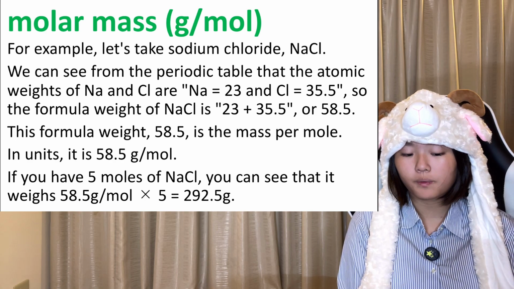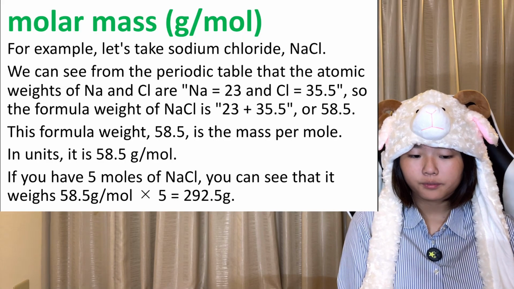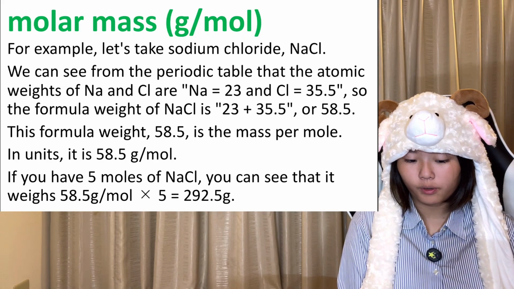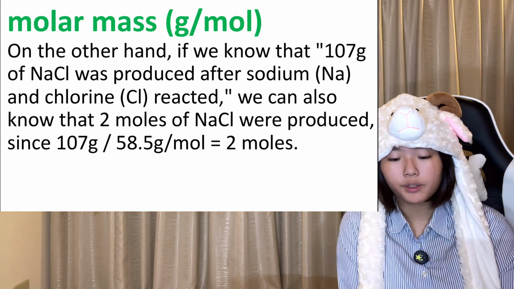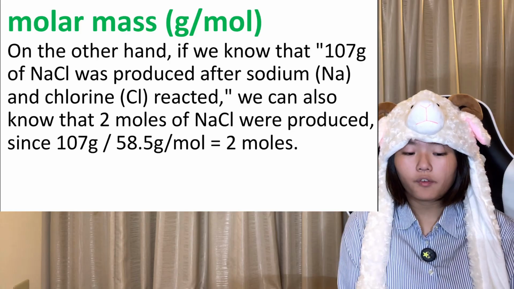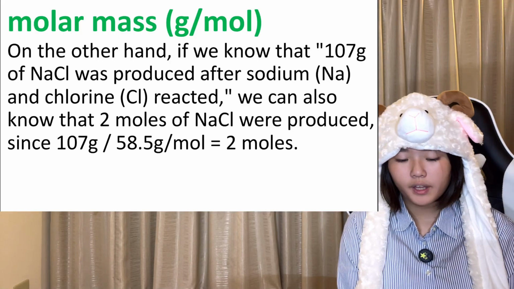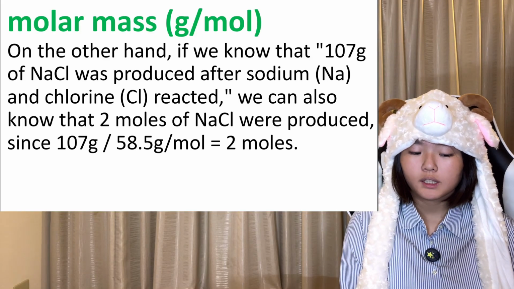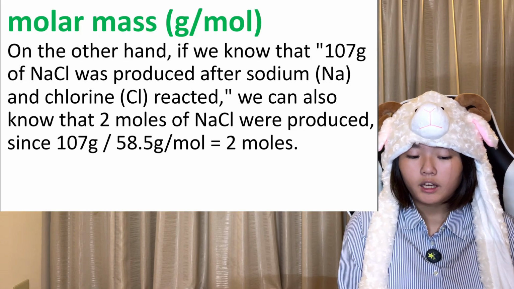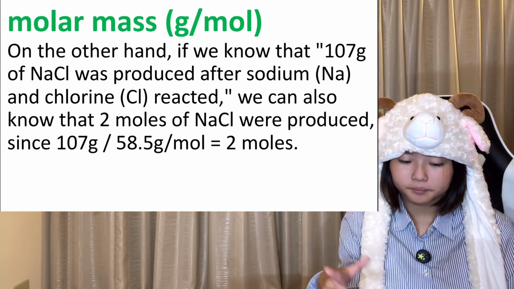If you have 5 moles of NaCl, you can see that it weighs 58.5 grams per mole times 5, which is 292.5 grams. On the other hand, if we know that 107 grams of NaCl was produced after sodium, Na, and chlorine, Cl, reacted, we can also know that 2 moles of NaCl were produced, since 107 grams divided by 58.5 grams is 2 moles.